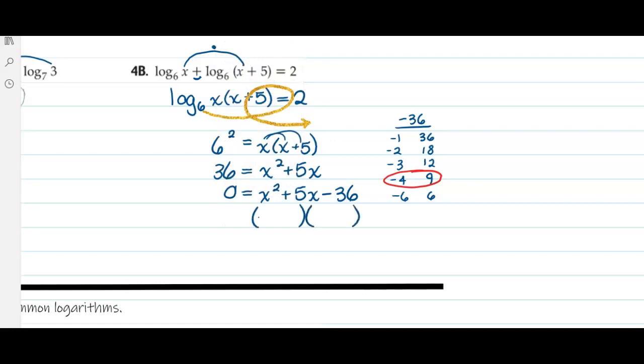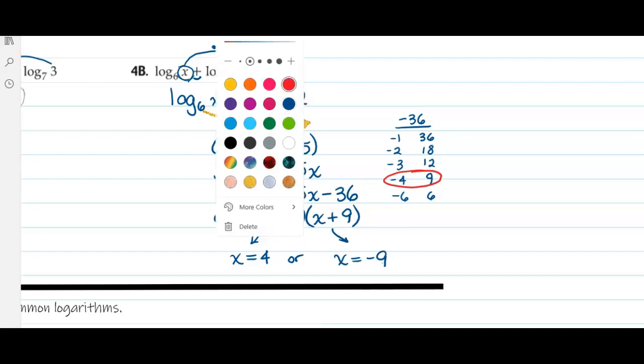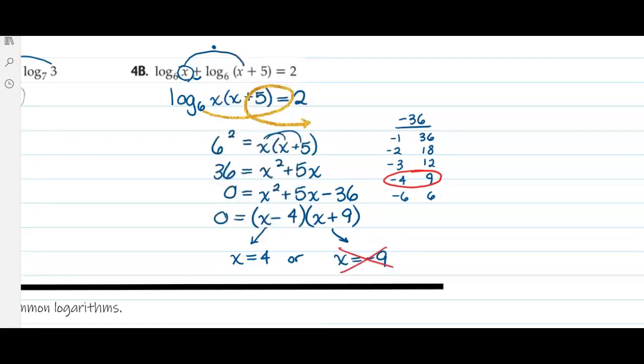So solving by factoring, x minus 4 times x plus 9 gives me this trinomial. And solving each piece, x equals 4 or x equals negative 9. Again, putting a negative 9 right here in our expression is not going to work. I can't have the log base 6 of negative 9. So I'm going to eliminate that answer choice. And I'm going to look strictly at this one to check it.